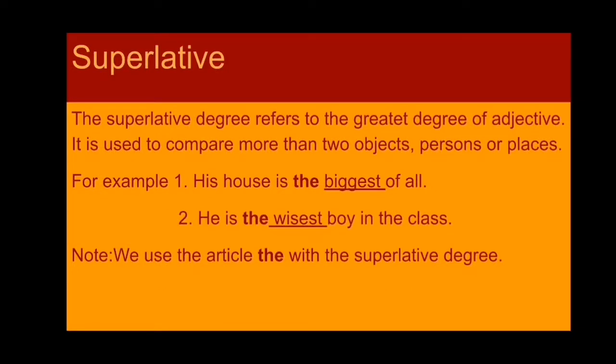Now coming to the third form, that is the superlative degree. Now the superlative degree is the greatest degree of adjective. It is used to compare more than two objects, places or persons in the sentence. Here he has the biggest house. His house is the biggest of all.